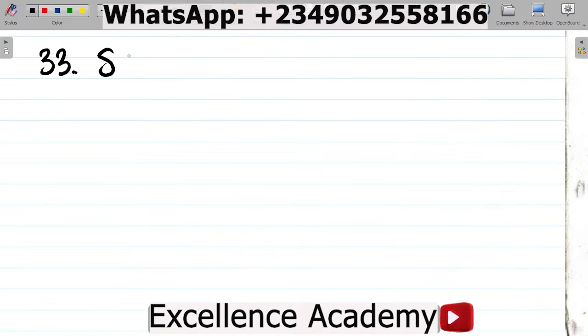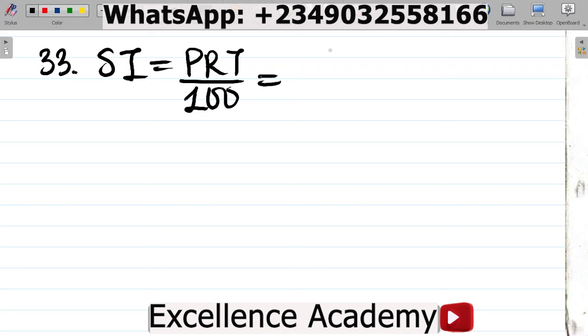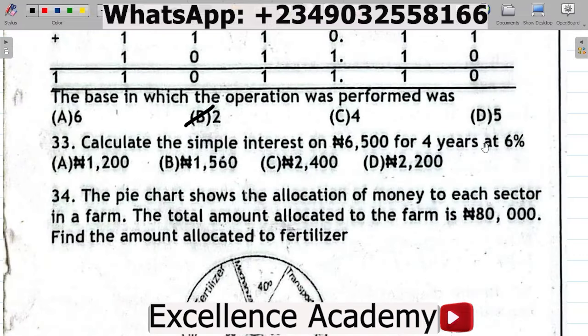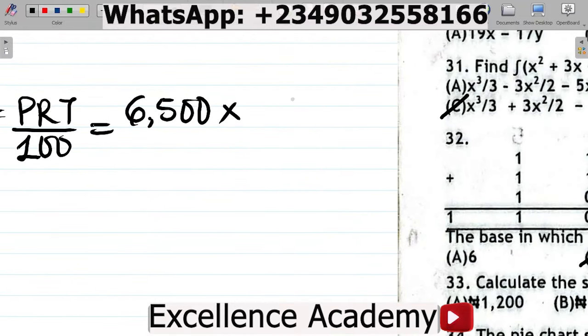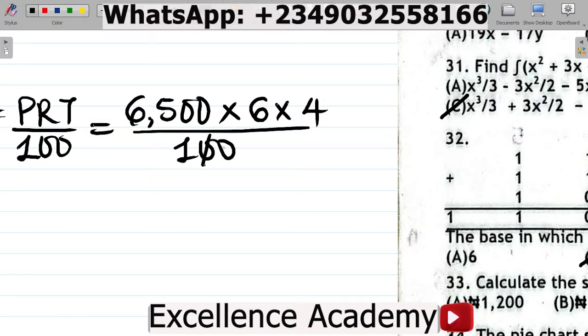we know that simple interest, let me call this SI, the formula is PRT all over 100. And that's equal to, the principal given there is 6,500, times the rate. The rate is simply the percentage, which is given here as 6%. The time in years is 4 years. So it becomes times 6 times 4, all over 100. From here, the zeros cancel. So you're having 65 there. So it becomes 65 times 6 times 4.